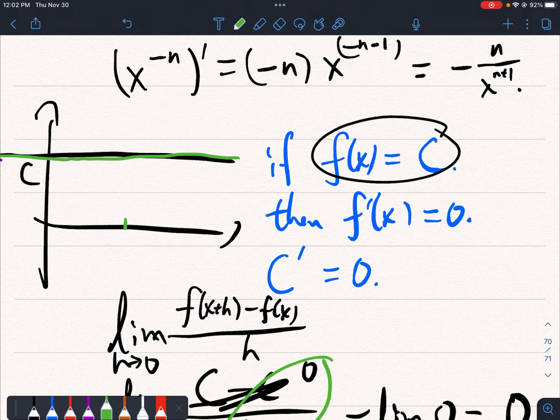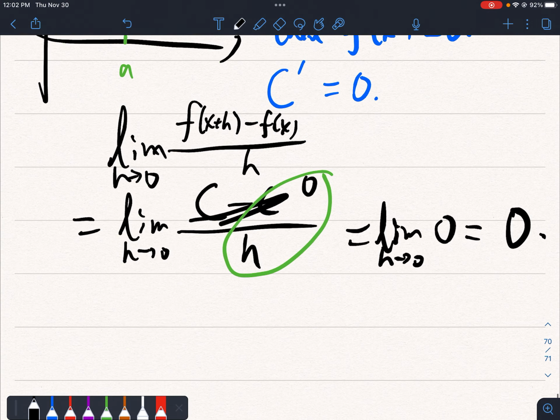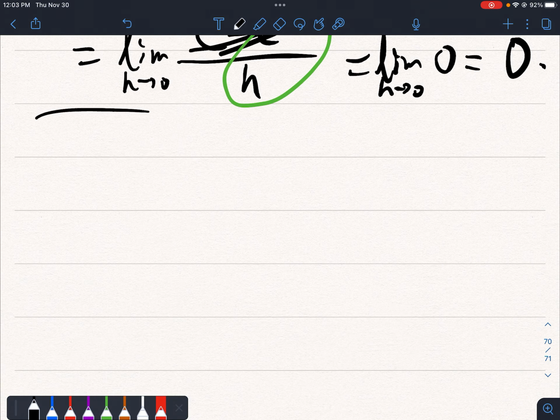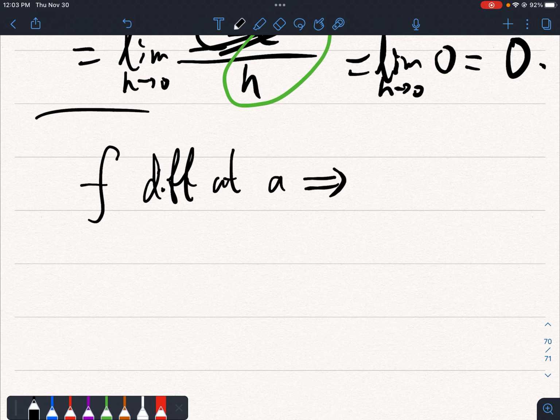So if you have a graph like this, that is a constant function, then whatever point you are looking at, the tangent line will always be exactly the same. So the slope of the tangent line will be 0 because it's horizontal. Okay. And then one might ask, what's the relationship between differentiability and continuity? So luckily they have some relationship.